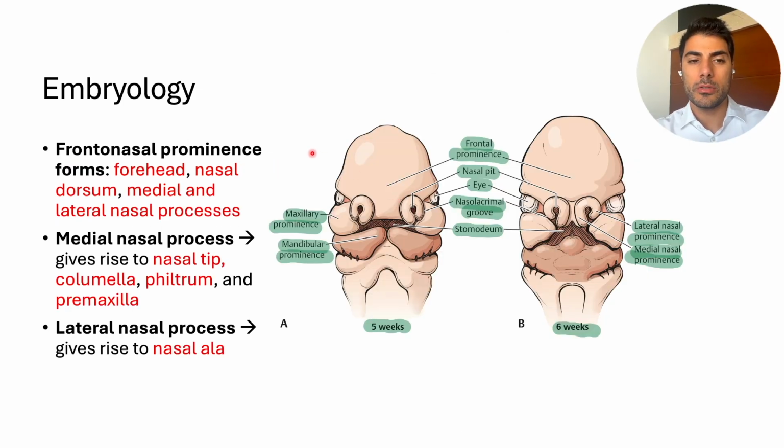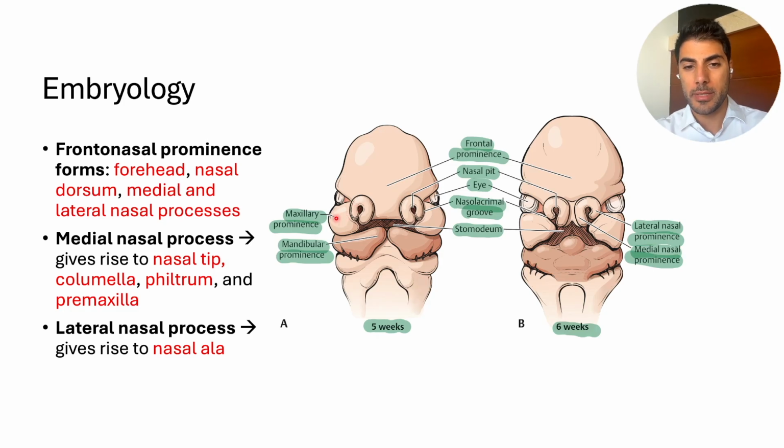Now, what does the frontonasal prominence give rise to? It will give rise to the forehead, the nasal dorsum, the medial and the lateral nasal processes. So the medial nasal process is here, the lateral nasal process is here. This medial nasal process, what will it give rise to? It will give rise to the nasal tip, the columella, the philtrum, and the premaxilla. And how it does this is by fusion, and we will see how later. While the lateral nasal process just stays, it just gives rise to the nasal ala.